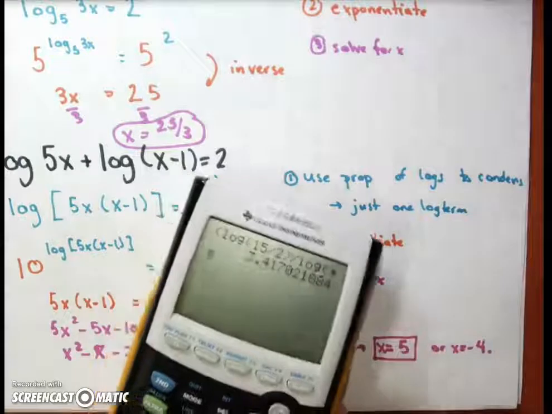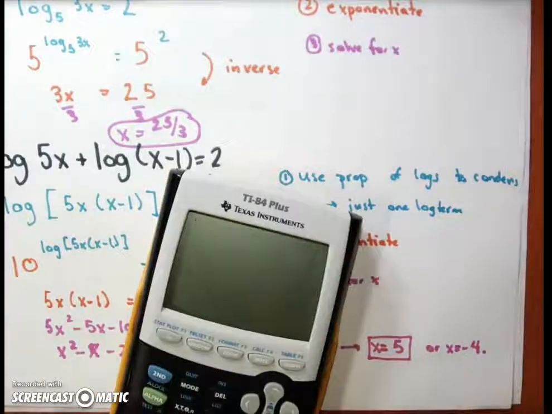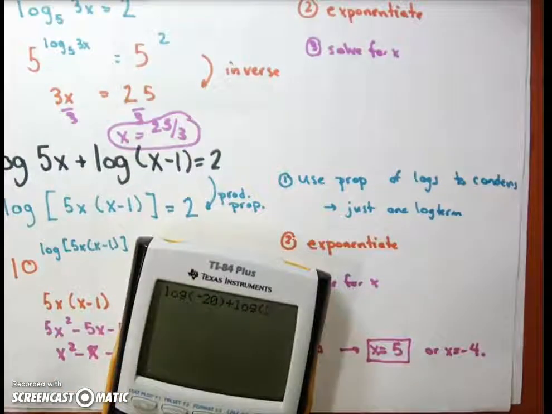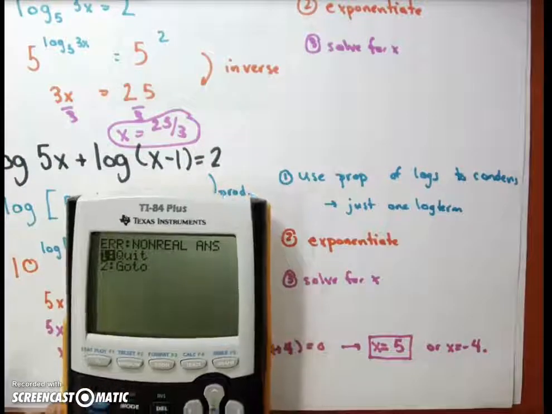So let's see what happens if I do log of 5 times negative 4, which is negative 20, plus log of x minus 1, which is negative 4 minus 1, which is negative 5. And I get a non-real answer.